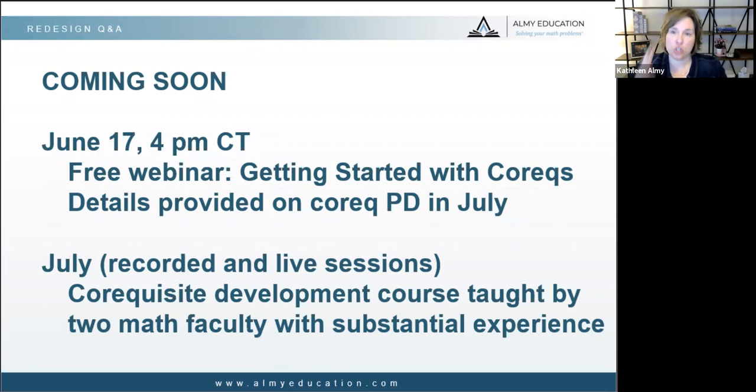I have contracted two math faculty. One teaches in Texas, one teaches in Kentucky, and they have been part of massive co-requisite at scale redesigns. They taught it for years. They tried lots of different things. They have lots of on the ground experience. What we did is we got together and we mapped out every single part of a co-rec.